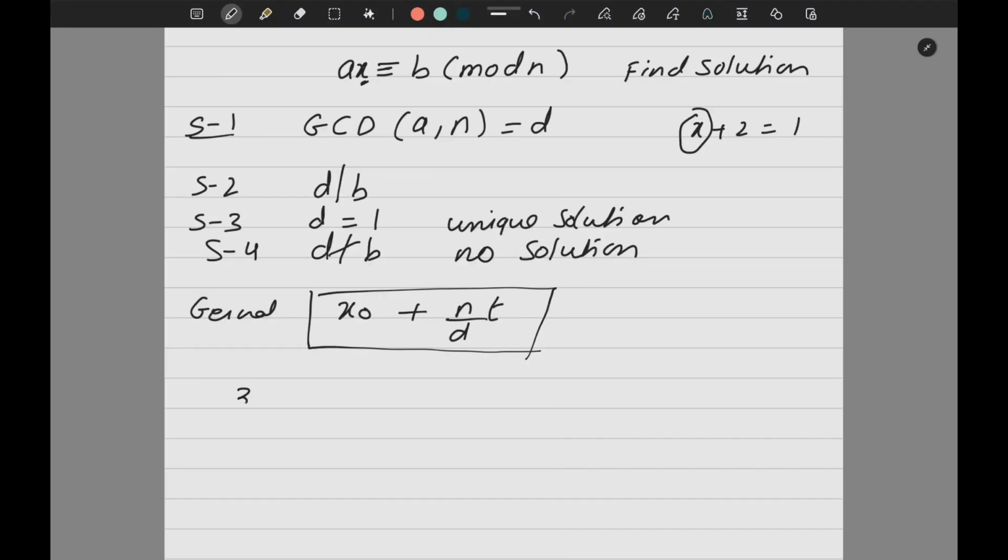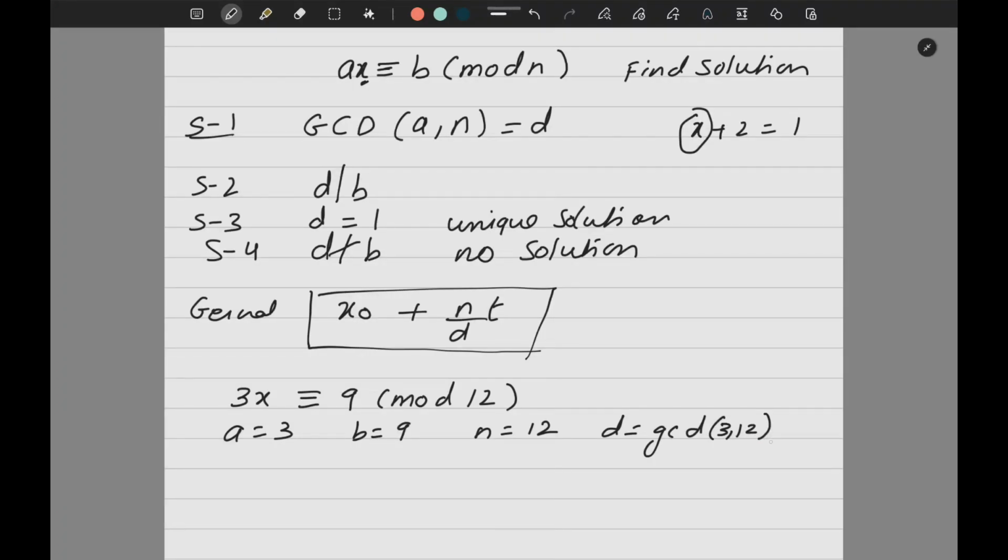Now here you need to understand one more thing. Suppose I write a linear congruence 3x congruent to 9 modulo 12, right? In this case, a is equal to 3, b is equal to 9 and n is equal to 12. So what is the value of d? D is nothing but the GCD of 3 and 12, which is equal to 3. Now I'll check whether this 3 divides 9 or not. Yes, it does divide. So d divides b, and I have a solution.